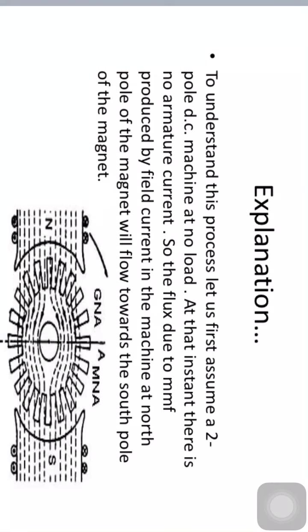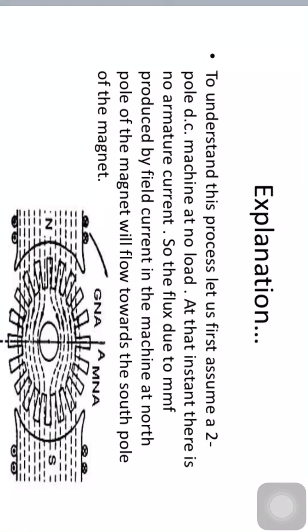That is, when there is no load on the generator, the current in the armature conductors is zero. So under this condition, there exists only the MMF of the main poles, which produces the main flux.